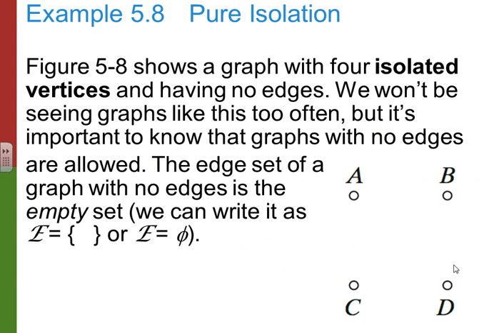We could have no edges. So we'd write no edges with brackets, or we could use the null set, the Greek letter phi for the null set. These are isolated vertices, they have no edges.